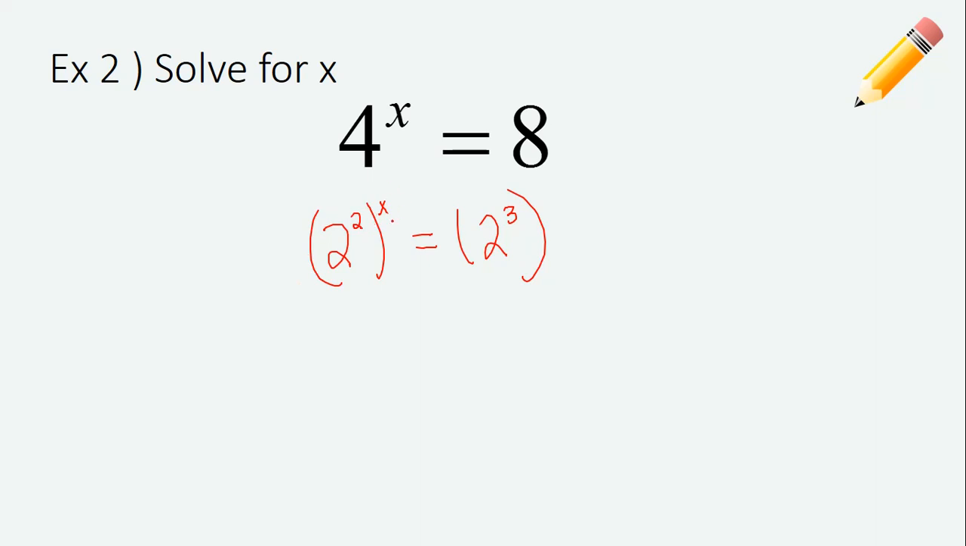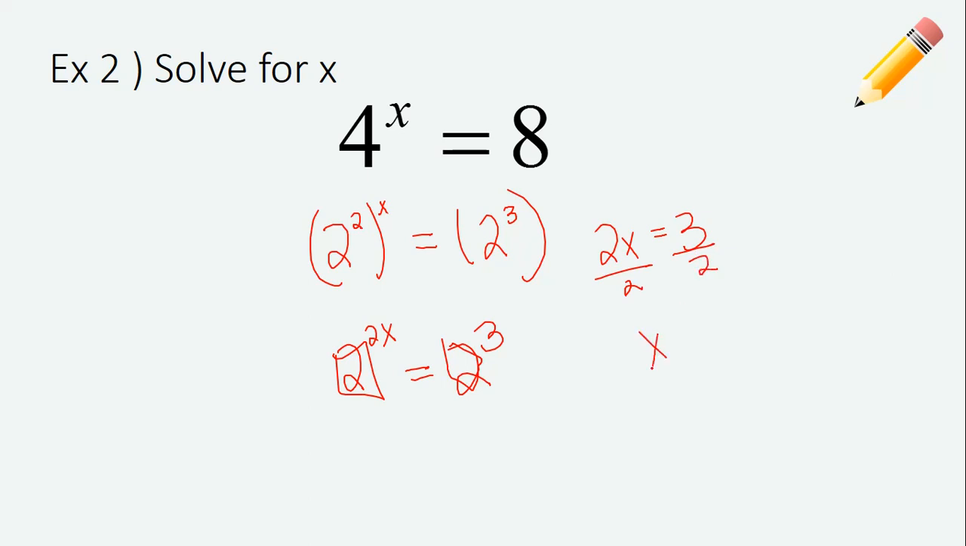So if I multiply these exponents, because it's a power to a power, if you remember our properties of exponents rules, that's 2 to the 2x. Now I'm at same base. I have a 2 and a 2, so now all I have to worry about is my exponents. So 2x equals 3, and divide by 2 on both sides, so I'll get x is 3/2.